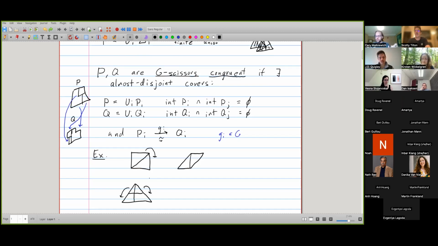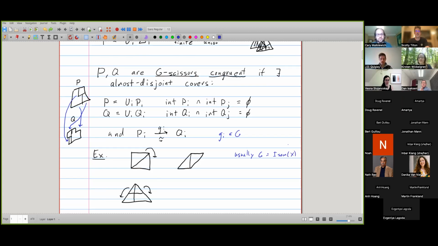By the way, usually by default, G is the whole isometry group. So if I don't mention a G specifically, I actually mean for G to be all of the isometries of the geometry. So usually, G is equal to the whole isometry group.